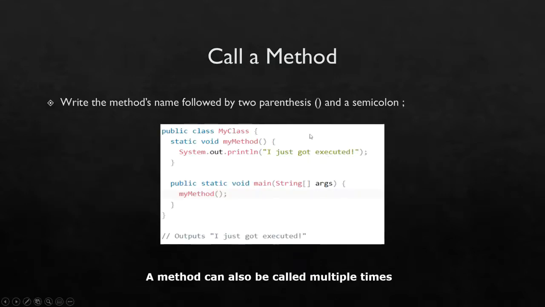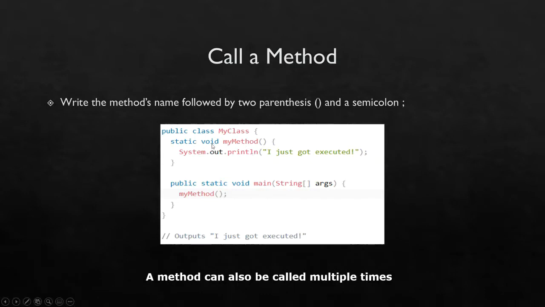Next is calling a method. So again, calling a method is just the same as calling a function in C++. So basically it has the same work, or the same function. We need to write the method's name followed by the two parentheses and a semicolon. So we already know how we write a method. From here, as you can see, inside the class, we have the method. But above the main method, sa labas ng main method, doon natin i-code si method na ginawa natin.